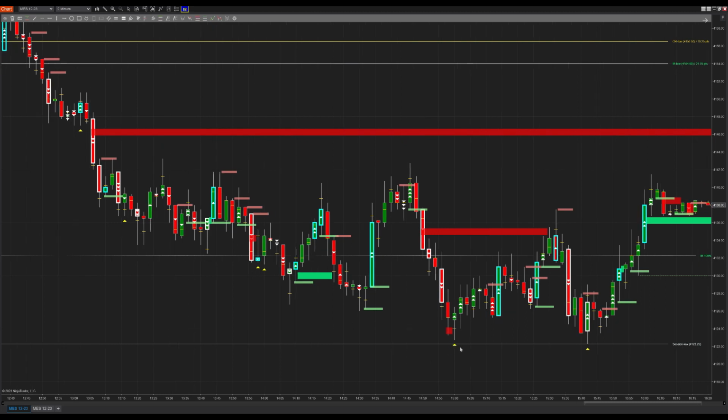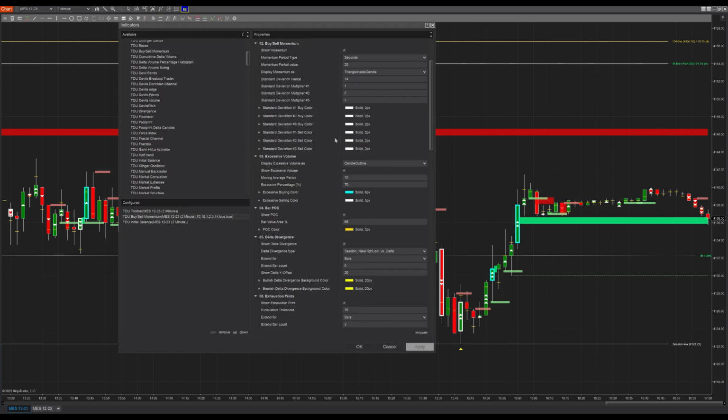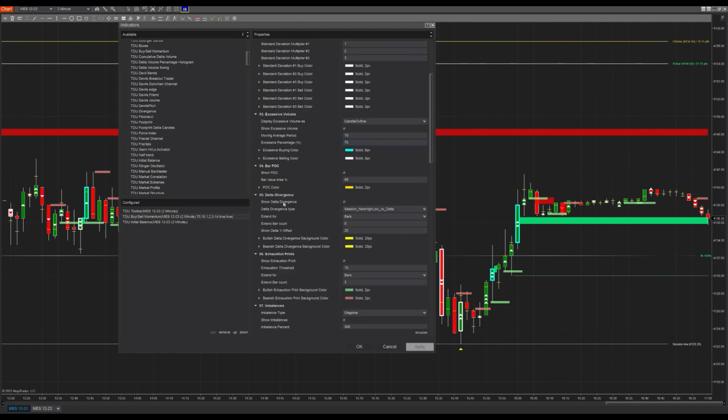Here we'll go over to the buy sell momentum. This is delta divergence down here. So as we look at that, let me go back inside. Okay, just open it up again. Here's the delta divergence and the POCs, right? So we've just looked at excessive color. Now here's the bar POCs, so that little yellow dash, right? Color choice, up to you.